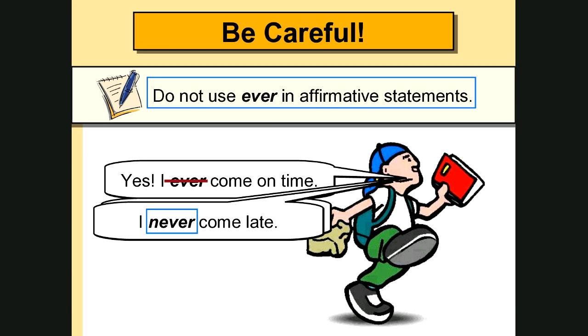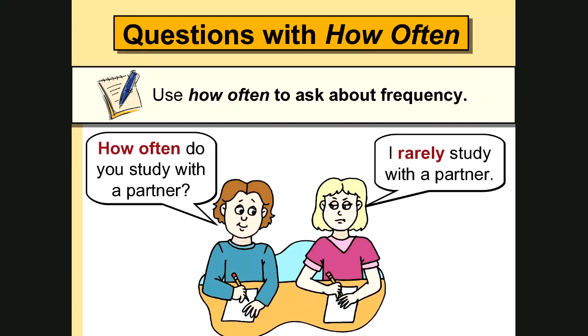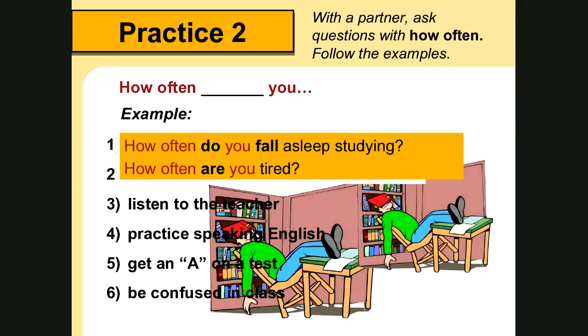You can also have how often, which is a WH question that we use in order to ask about the frequency with which a person does an activity, how frequently you do an activity. Yes? How often do you study with a partner? I rarely study with a partner. Let's have some practice. How often do you fall asleep studying? How often are you tired? Notice the difference between the uses of a verb, such as fall, and the verb to be.